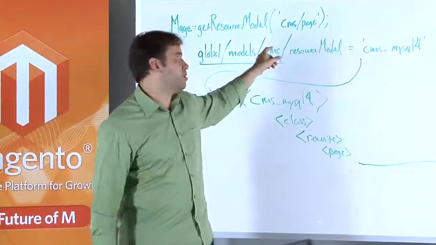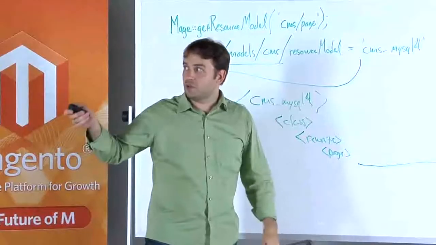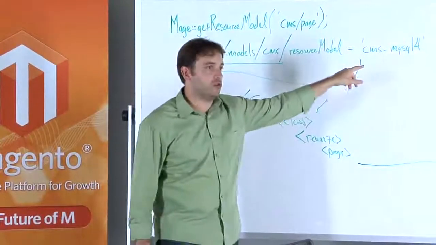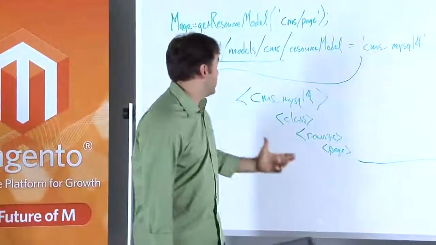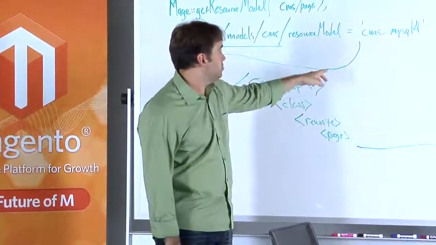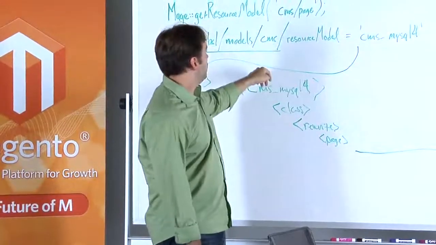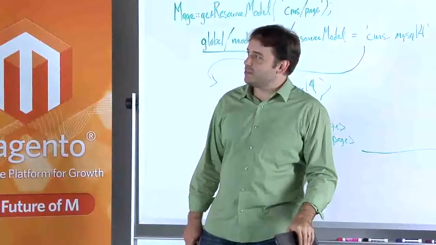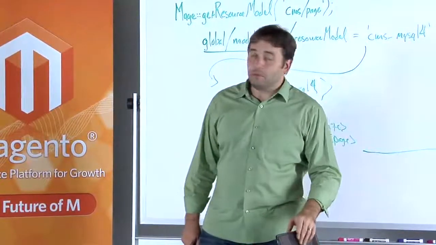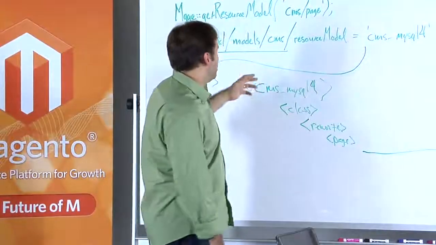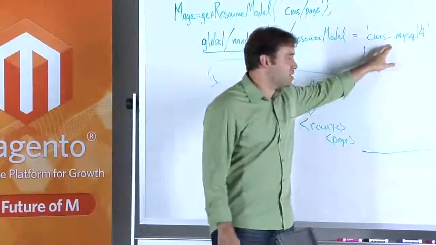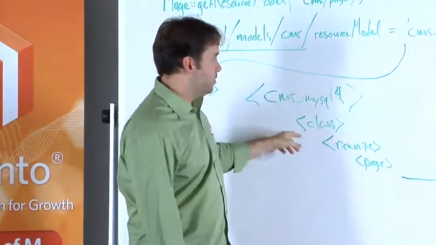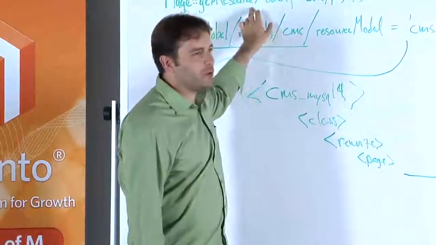Resource models are the only ones that are tricky because instead of using CMS under global models, you actually have to look for the resource model node, which hopefully now you should know to do. In fact, you could also say Mage get model and pass in a path, but we won't deal with that. Sorry, I should explain that. Not passing a path, but you could say Mage get model CMS MySQL4/page, and you'd get the same effect. That's just an aside. But if you're getting a resource model, always do it this way.